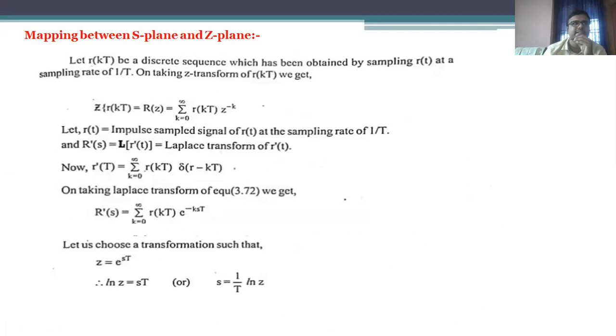While observing the previous university questions, this particular question was asked for 10 marks. Okay, for 2 marks we can write just the mapping condition, that is S is equal to 1 by T into log of z. That particular statement is used for the transformation of the Z domain with the S domain.